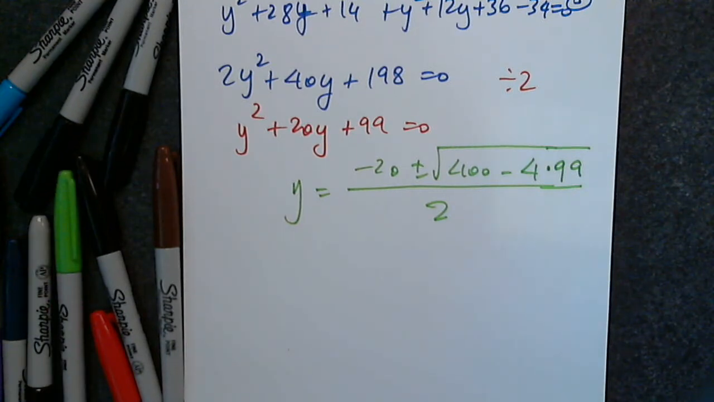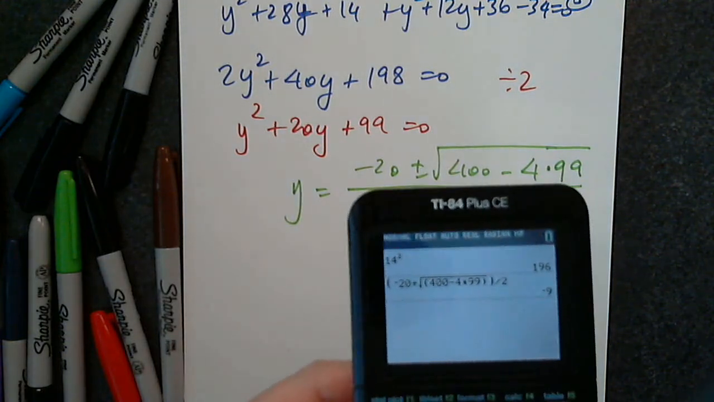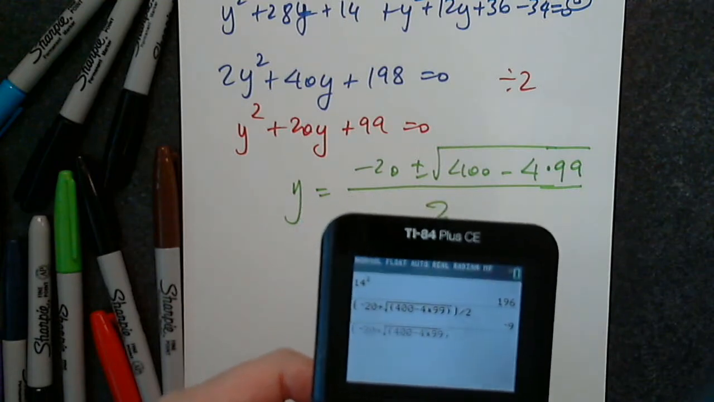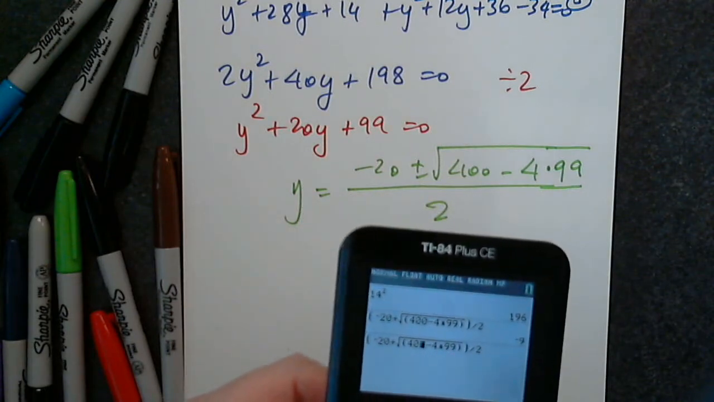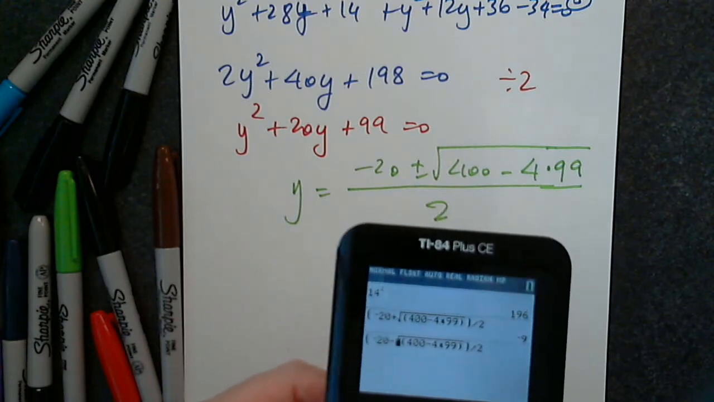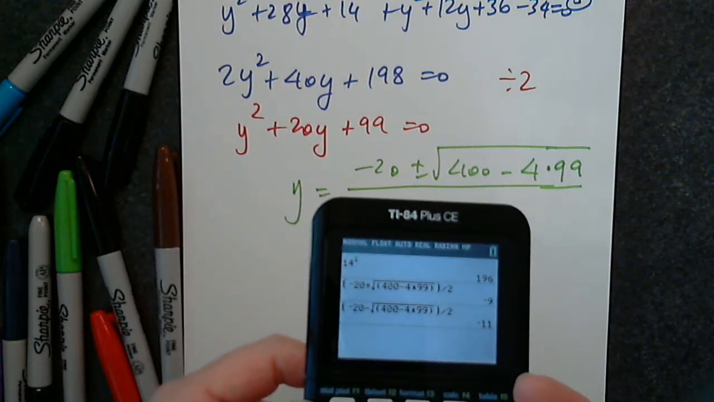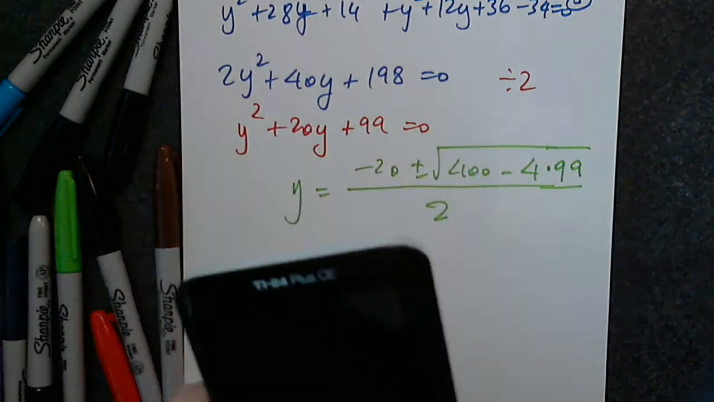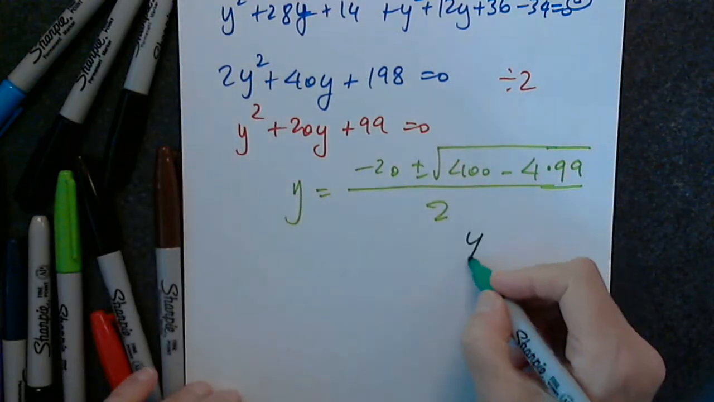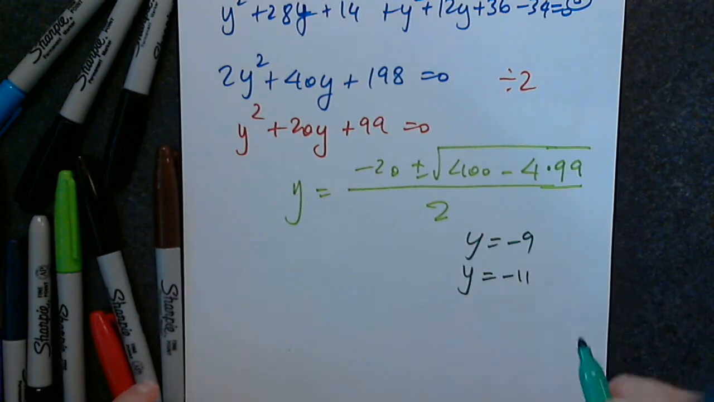And I'll put in my calculator, negative 20 plus the square root of 400 minus 4 times 99, and divide everything by 2. I got negative 9 as one answer. And I copy and I change the positive into negative in front of the square root. I override that. I got negative 9 and negative 11. So y equals negative 9, y equals negative 11.